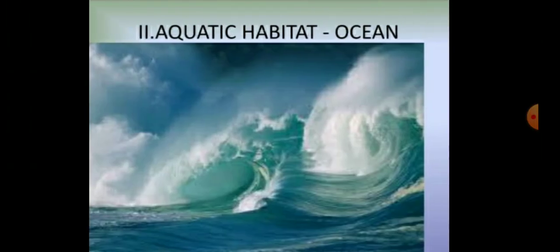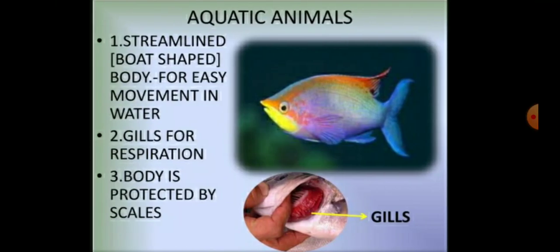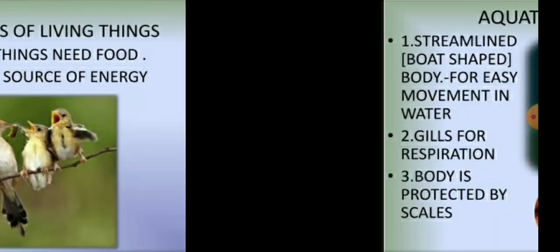Children, next, aquatic habitat means they are present in the water. The plants and the animals that are present in the water are called the aquatic habitat. An example is the ocean. The aquatic animals have a streamlined body for easy movement in the water, and gills are present for respiration, and the body is protected by scales.